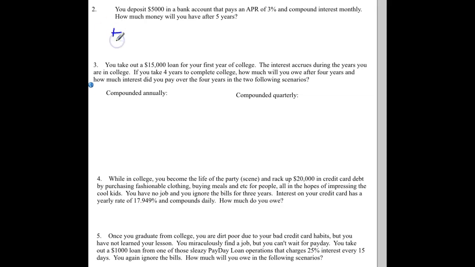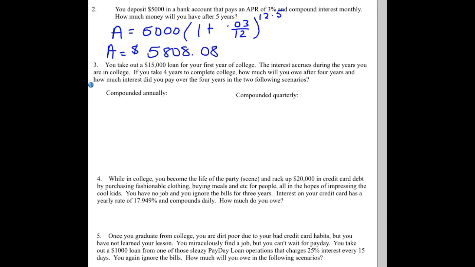All right, so total amount that we're going to have, we put in $5,000. What do we have in parentheses? Good. Oh, sorry, by 12 you said. I wrote 4. All right, and then the power? 12 times 5? All right, and we end up with how much money? All right. So we gained an extra $808 in interest.